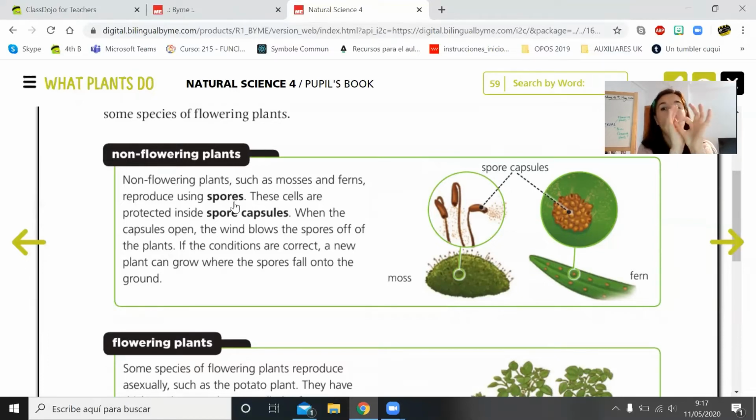We have little spores inside spore capsules. At some point, the capsules open, the wind blows the spores and they fall to the ground. If the conditions are good, the plant grows. A new plant grows, okay?